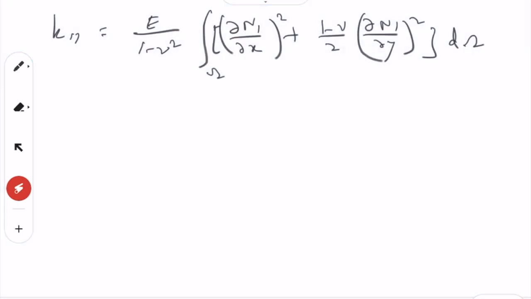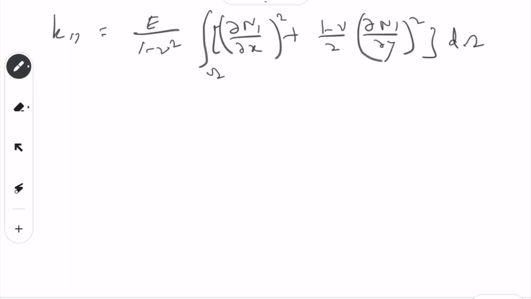Basically, you can expand this. Here it will be E over 1 minus nu square, and if you multiply here, it will be G basically. In this case, E over 2 times 1 plus nu will be the G value here, and here it will be E over 1 minus nu square. But anyway, this is what we have to integrate in order to find k11, and then how do we find del n1 over del x.